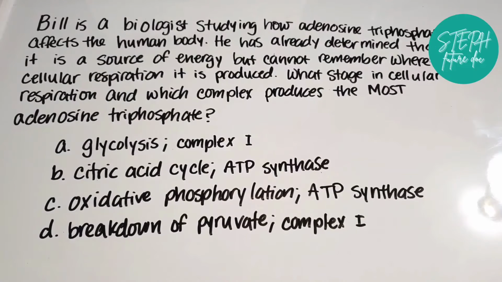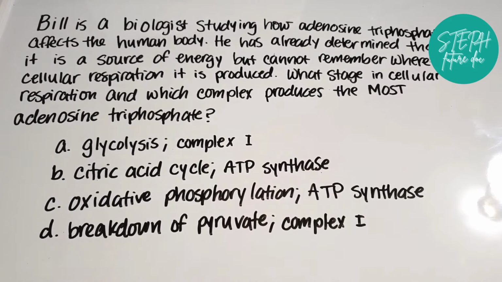Here's the example problem. Bill is a biologist studying how adenosine triphosphate affects the human body. He has already determined that it is a source of energy, but cannot remember where in cellular respiration it is produced. What stage in cellular respiration and which complex produces the most adenosine triphosphate?